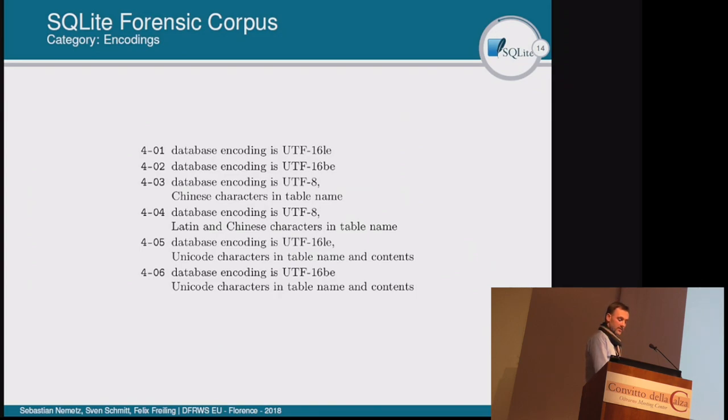Folder 4 covers, as I said, all the UTF character sets, so we made sure that we have UTF-8, UTF-16, little endian, big endian, all of that is covered. Also including, sometimes, German umlauts, for example, or Chinese Unicode characters, or Latin and Chinese Unicode characters, because we wanted to cover that aspect as well.